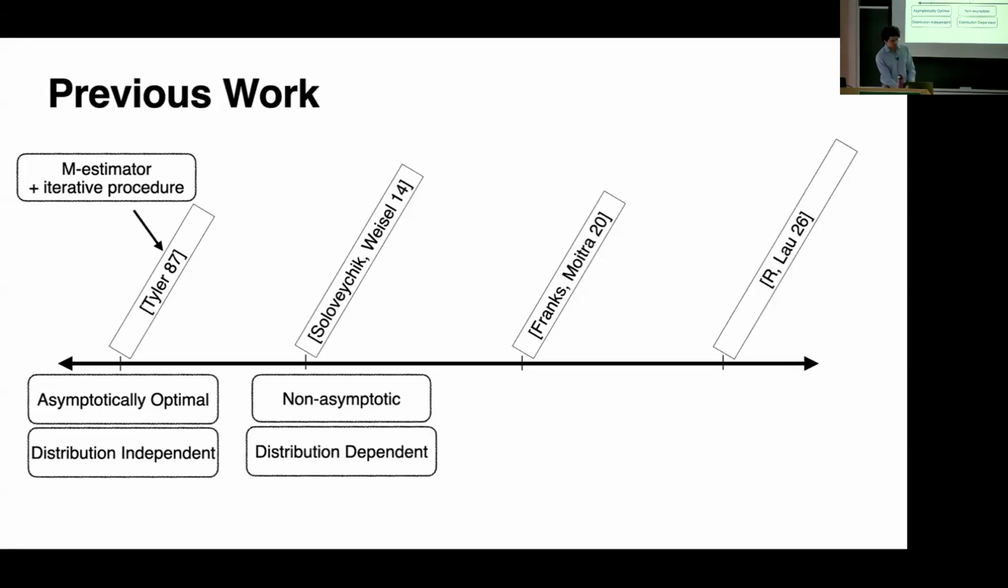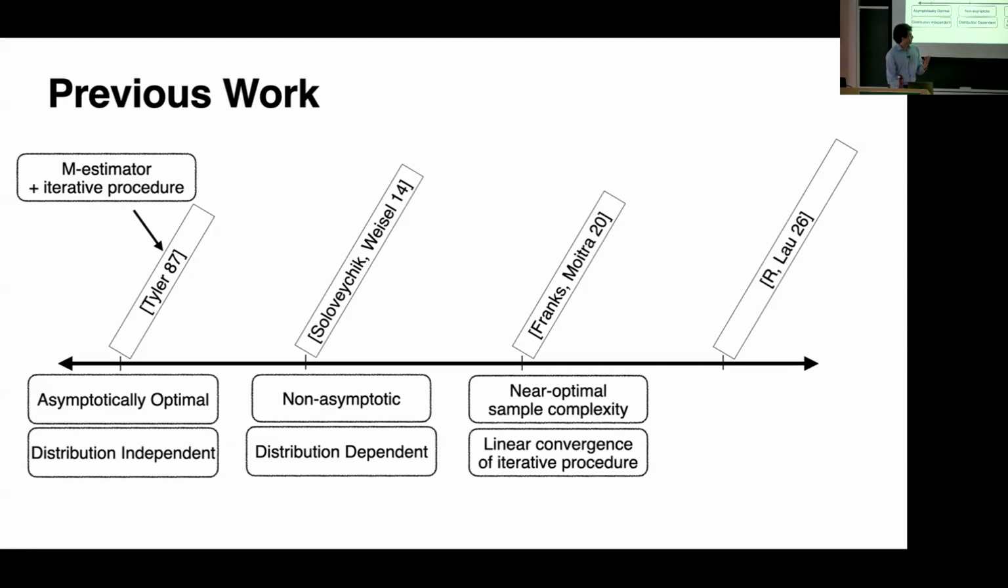So in 2014, Soloveichik and Weisel gave the first non-asymptotic bounds, but these are distribution dependent. So we lose this really nice uniform property that doesn't care about which distribution. And they analyze Tyler's estimator, but they're not able to analyze the iterative procedure. So it's not clear how to build an algorithm to compute the estimator.